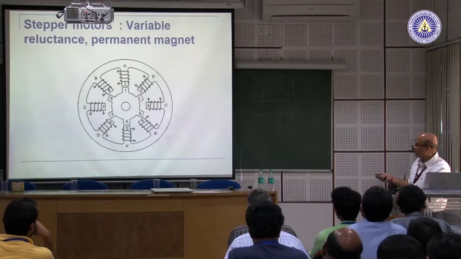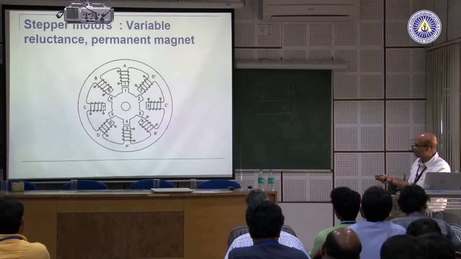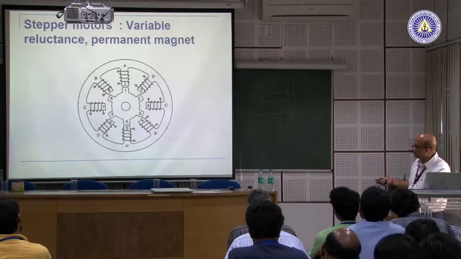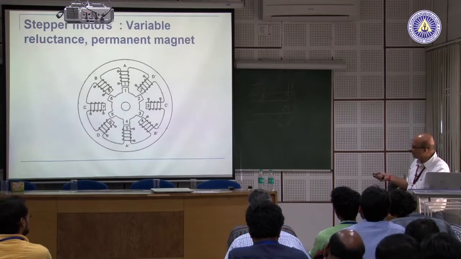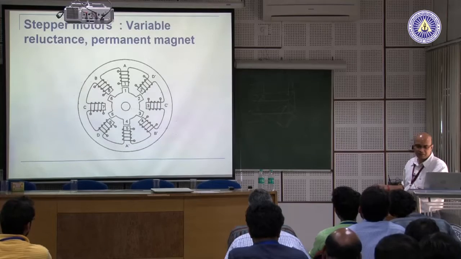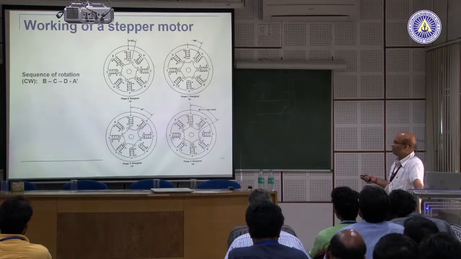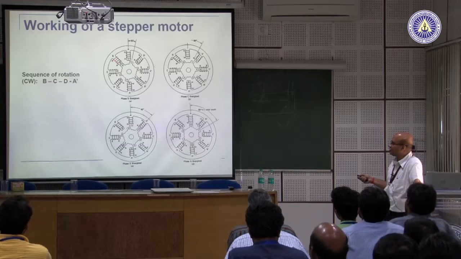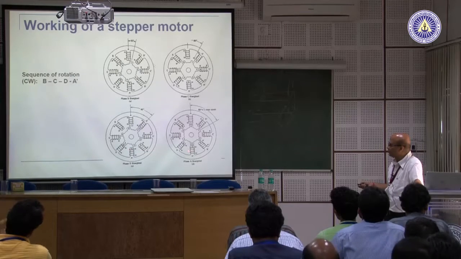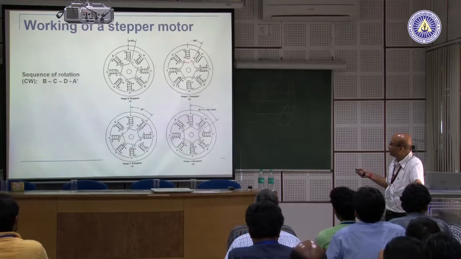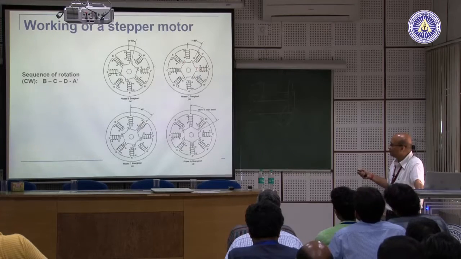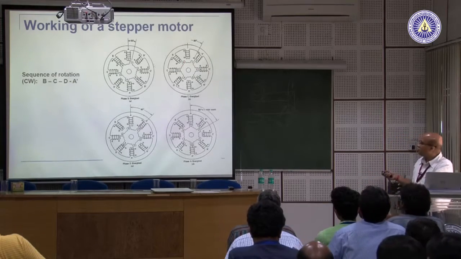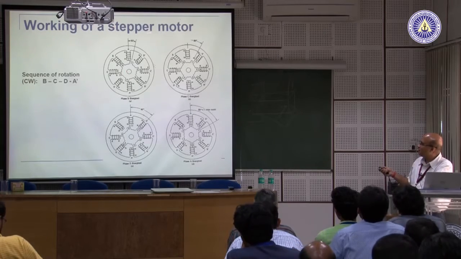If I switch this one on first, it will attract the rotor; then if I switch that one, it will be pulled to this side, and if I switch that one, it will be pulled to that side. If I switch them on in a particular sequence, I can ensure the rotor moves like this. If I reverse the sequence, it will go in the reverse direction. Each time you can see the rotor has rotated, here in the clockwise direction. It moves by steps, and hence the name stepper motor.